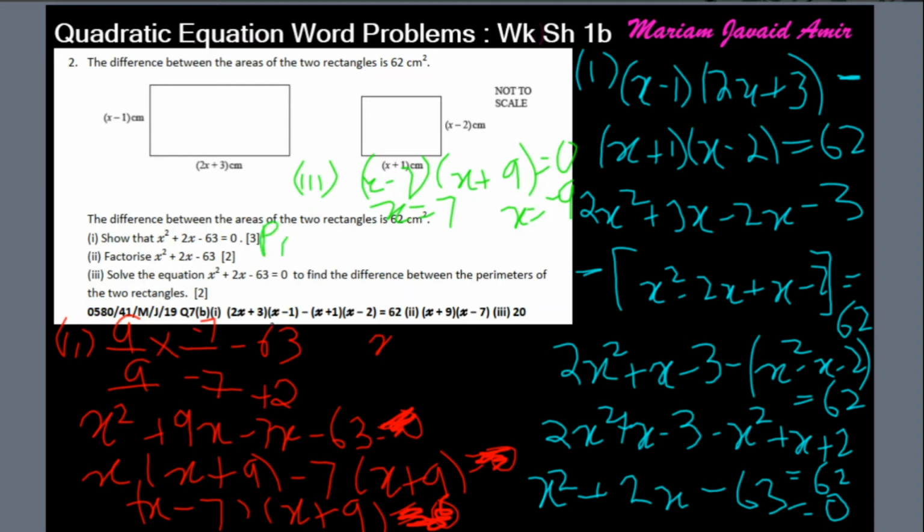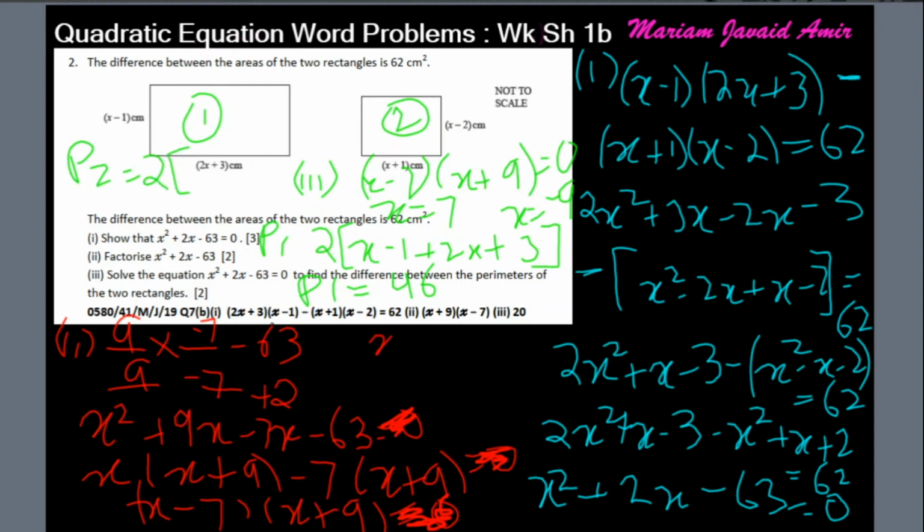So perimeter 1, if this is shape 1, will be 2 times x minus 1 plus 2x plus 3. So instead of x, substitute 7 and we get 46. So the first perimeter P1 is 46. Similarly, if this is figure 2, let's find P2 here. P2 will be found by 2 times length plus width. So length is x minus 2 plus x plus 1. So substitute 7 here and we will get 26.